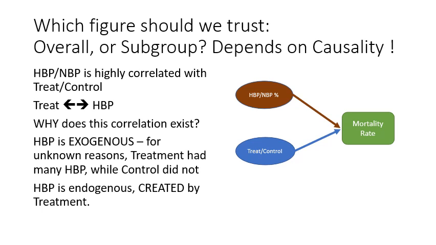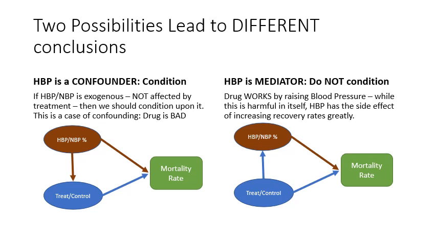The answer to this depends on the causality, the path diagram between HBP and treatment and control. Why are there so many high blood pressure people in the treatment group? Is it because the experimenter chose groups in this way, or is it because it's an effect of the drug? This is crucial to answer, but the answer is not in the data. This is very important. So there are two possible cases.